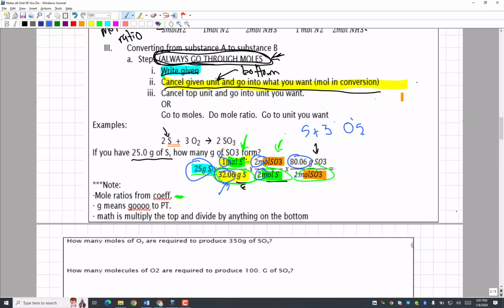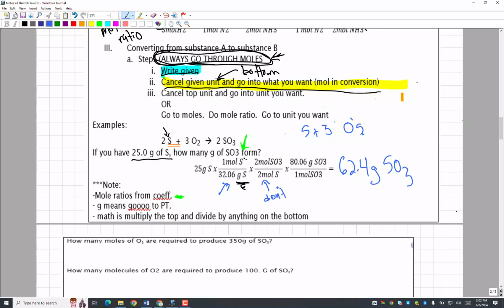Okay, I want you to put that in your calculator now. I know you just kind of didn't listen to me, but I want you to put it in your calculator now and see if you get the same thing that I do, because this is a really common mistake. 25 divided by 32.06 times 80.06, and I get 62. So a really common mistake is that people will multiply here. Don't multiply. Okay, it's on the bottom. You're going to divide. Okay, all right. Move to the next one.